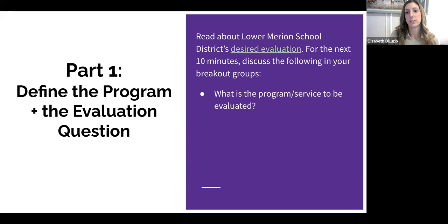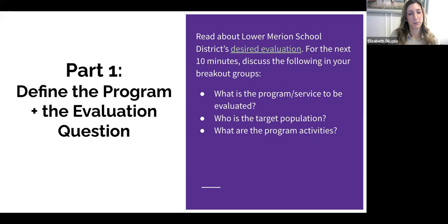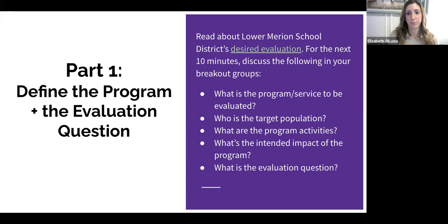I want you to be able to answer: what's the program or service that will be evaluated? Who is the target population? What are the program activities? That one's a little bit harder, but if you can get to that question, go for it. What's the intended impact of the program? And then what is the evaluation question? Again, if you're struggling with that evaluation question, just ask the question, does blank have an impact on blank?